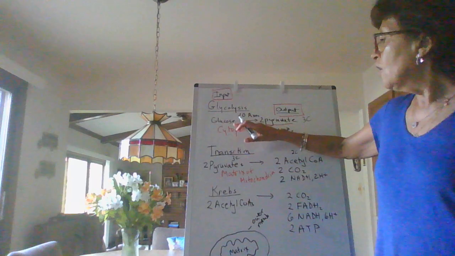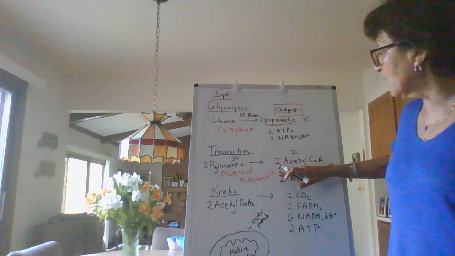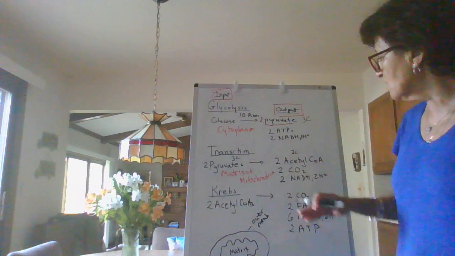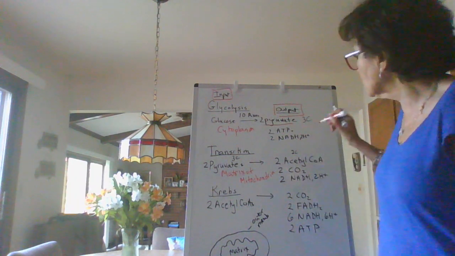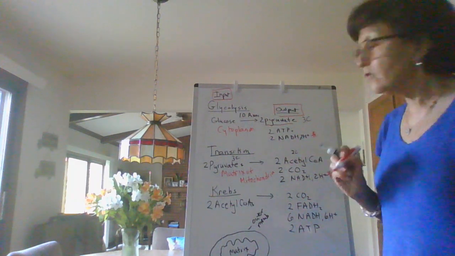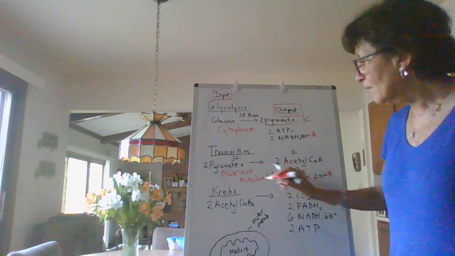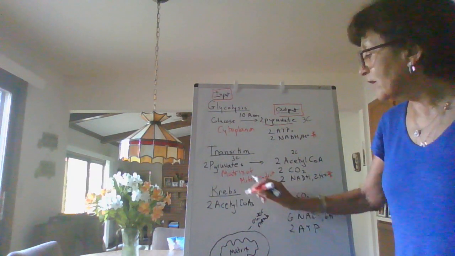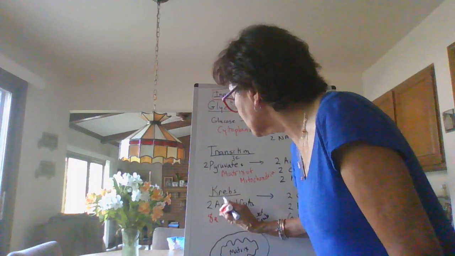All right, so what are the products of the transition reaction? 2 acetyl-CoAs, 2 carbon dioxides, 2 NADHs. Again, remember, these guys are super important. We are going to use them in the electron transport chain. All right, and then we go to the Krebs cycle. Krebs is a cycle that has 8 enzymes.